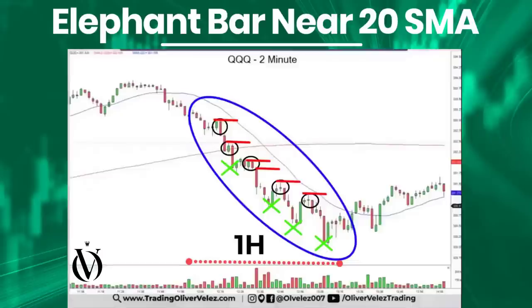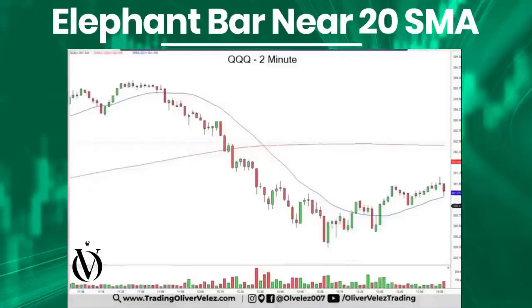Some of my traders would do $3,000 on this. You can do it. It's not rocket science. It's not rocket science, traders. We've looked at that before.